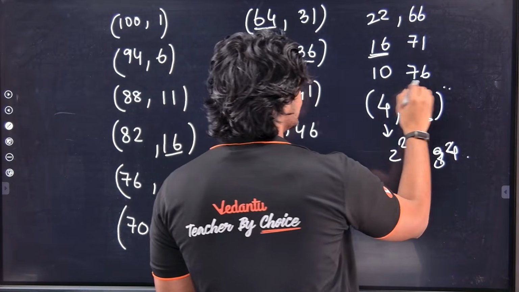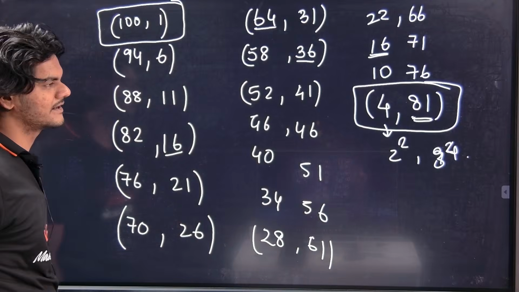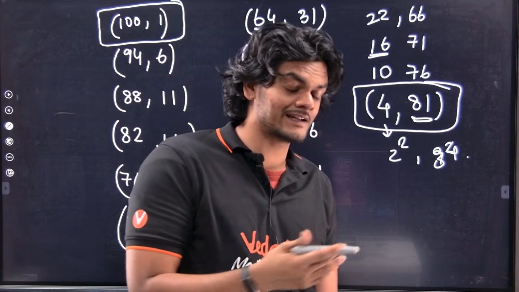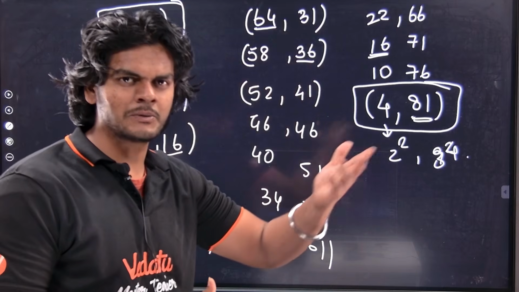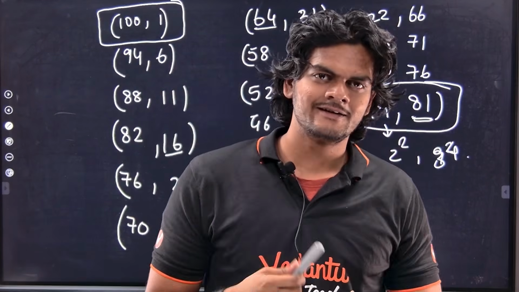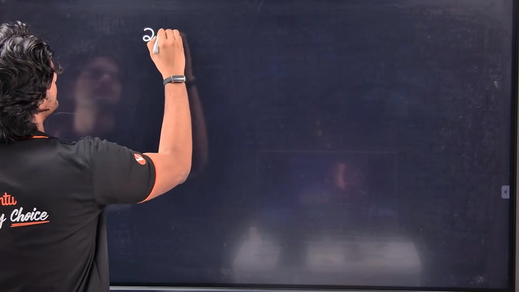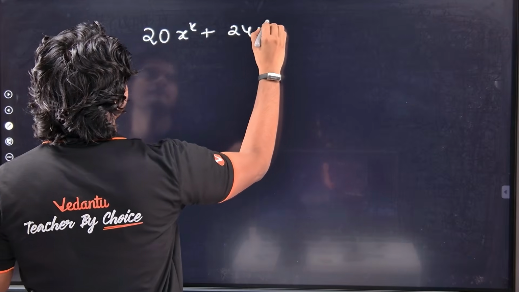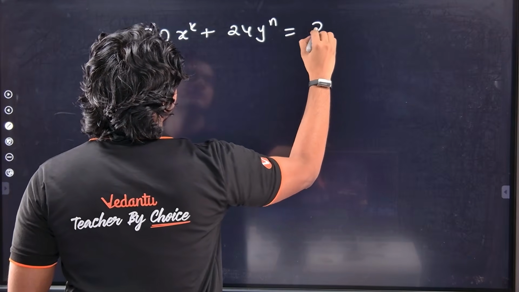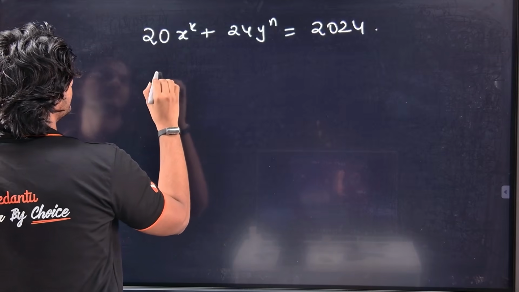So yeah, this is one solution and this is another solution because 100 works. 100 is 10 cube, 10 square, and 1 is anything, 1 power anything you can take. So we have two such solutions for this. So you can say that 20x power k plus 24y power n equal to 2024 will have two solutions.